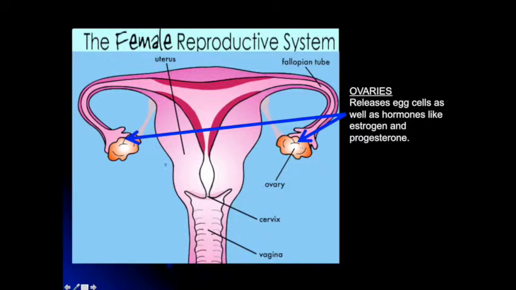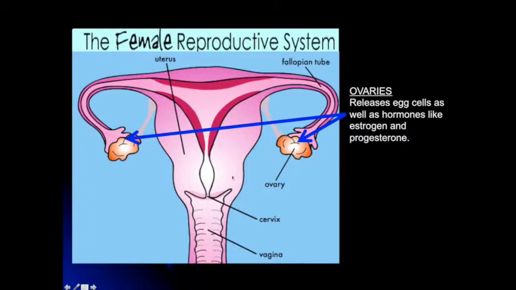So the ovaries contain all the eggs that you have. You have a finite amount of eggs. You were born with a finite amount of eggs. So they are stored in the ovaries, and when an egg matures, it is released. Every month, one egg cell is released.